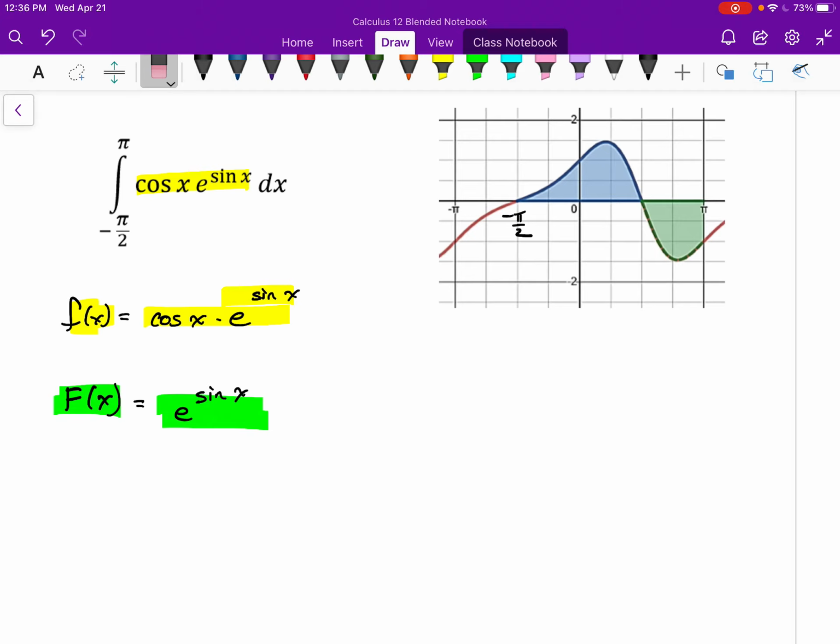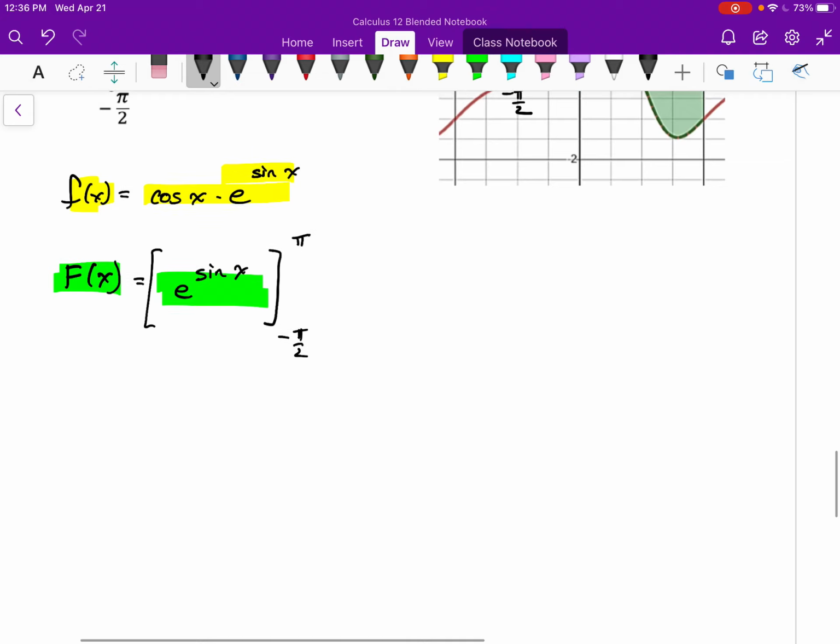I know the antiderivative is e to the power of sine x. And so the integral I'm trying to find is going to be the antiderivative of this at pi minus the antiderivative of this at negative pi over 2. One common way of showing that, without actually writing out this whole integral again, is to put square brackets around this e to the power of sine x, because really this is what I'm going to work with now, and show the bounds with a little negative pi over 2 down here and pi up here.